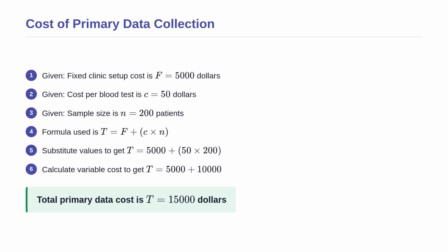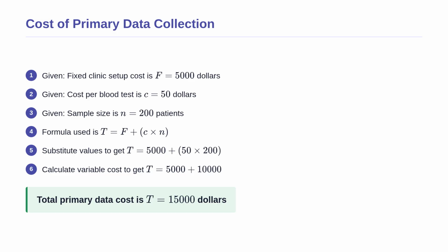Now that we have our cost formula, let us apply it to a real-world scenario involving primary data. A biostatistician wants to study cholesterol levels by setting up a new clinic. We are given a fixed setup cost of $5,000. The variable cost for each individual blood test is $50, and the researcher needs a sample size of 200 patients.